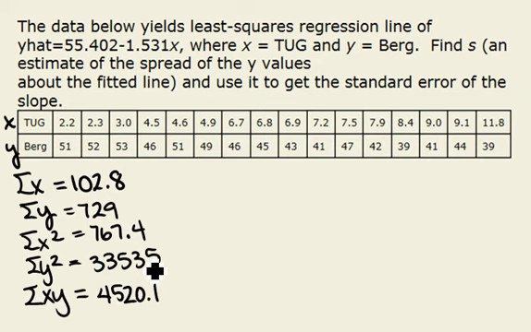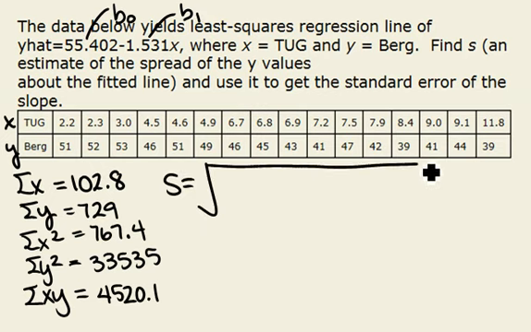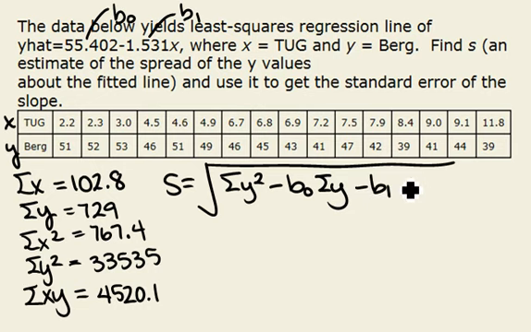We're already given the least squares regression line. We could find that knowing what we've learned in chapter 3 on how to find that. It's given to us here though. So our intercept is B0, 55.402, and our slope B1 is the negative 1.531. So to find our S, the standard error, what we do is take S equal to the square root of the sum of the y squared minus our intercept B0 times the sum of the y's minus our slope times the sum of xy all over n minus 2, where n is the number of data pairs.